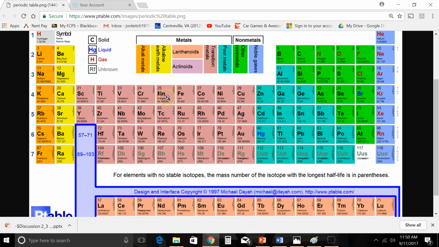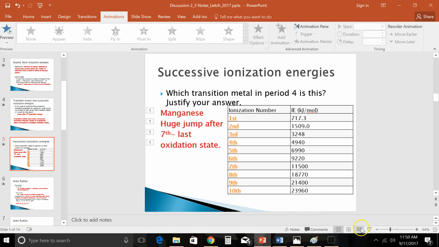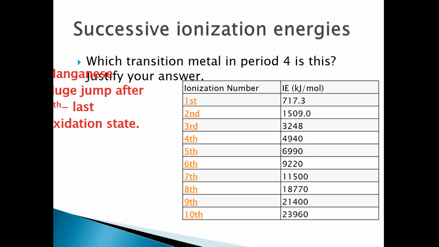If we look at manganese, it can lose 1, 2, 3, 4, 5, 6, 7 electrons before it reaches its noble gas electron configuration. So we'd expect to see a very large jump in ionization energy after 7 electrons are lost, which is exactly what we do see.